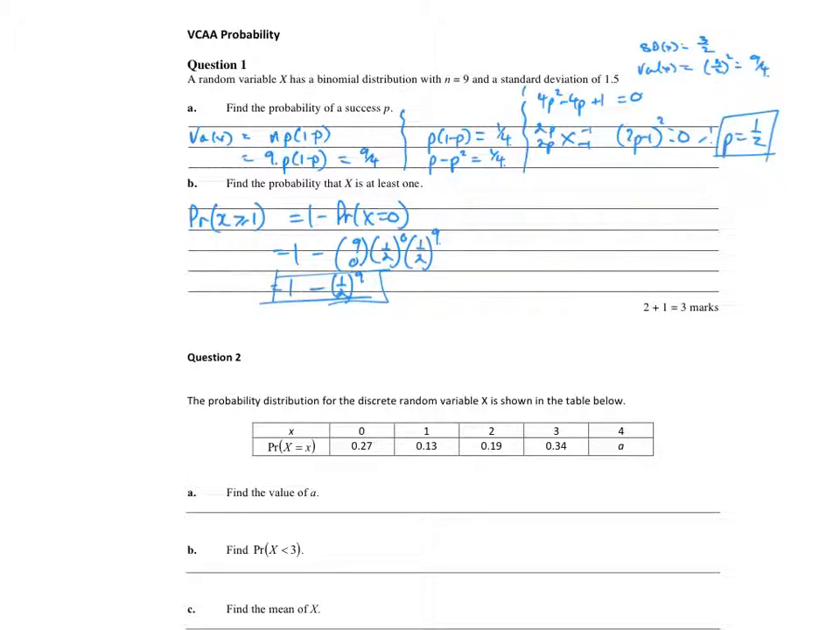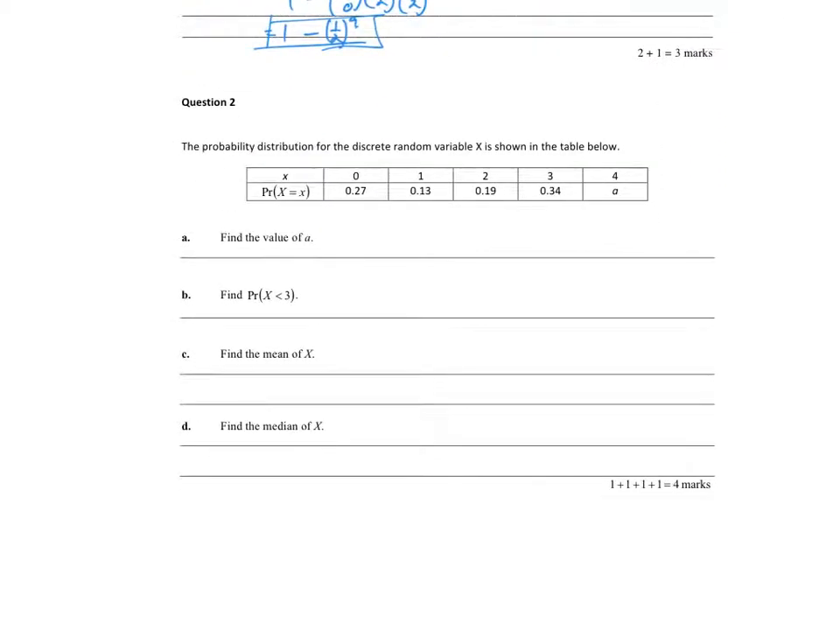All right. What's question 2? Question 2 is a probability distribution just for a discrete variable. Doesn't say anything about it being binomial. So what I do know is that all of these probabilities have to add to 1. So that means 0.27, so that's 0.3, 0.4, 0.59, 0.63, 0.93. So 0.93 plus a is equal to 1, a is equal to 0.07.